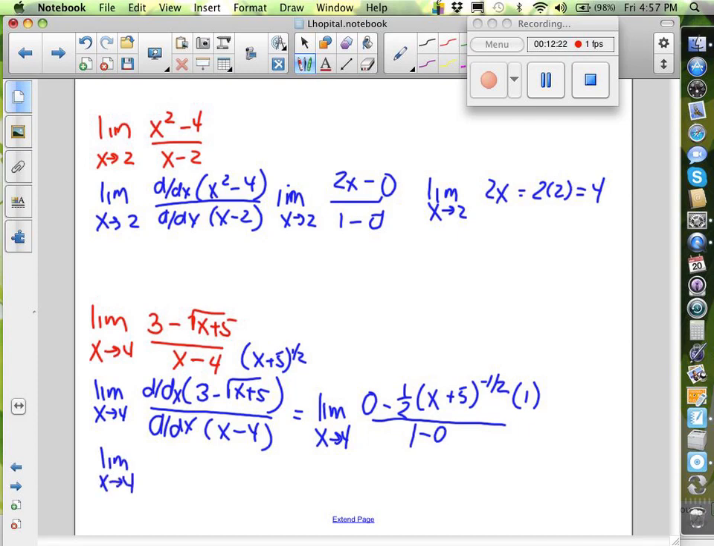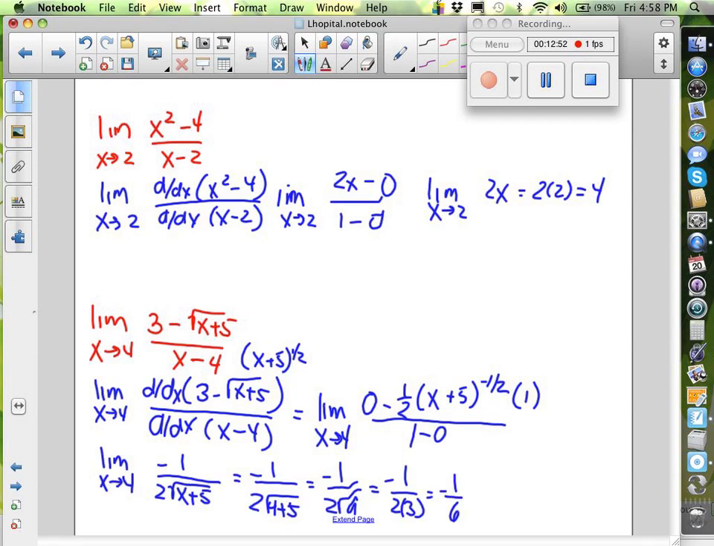We have the limit as x approaches 4. We have in the numerator just a negative 1. In the denominator, we have 2 times the square root of x plus 5. Now we can substitute in. So we have negative 1 over 2 times the square root of 4 plus 5, which is negative 1 over 2 square roots of 9. Square root of 9 is 3. So we have negative 1 over 2 times 3, which is negative 1 sixth, just what we got before.